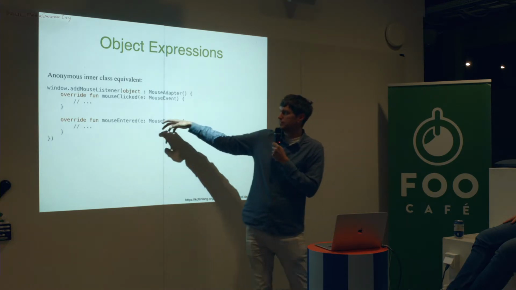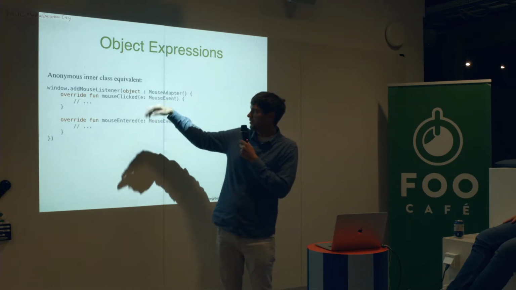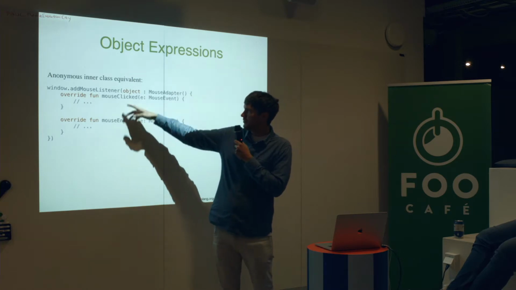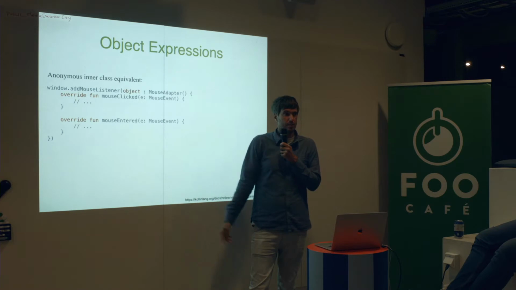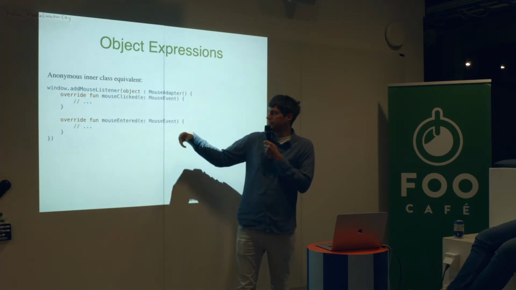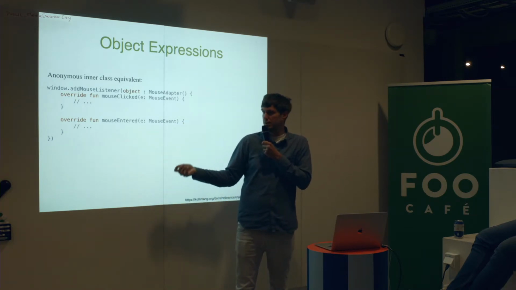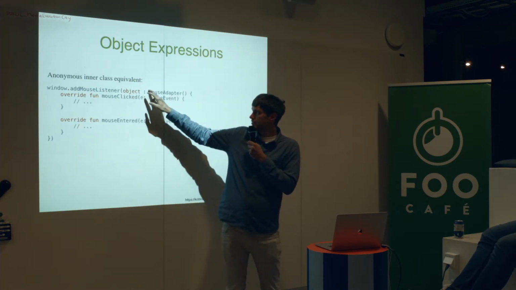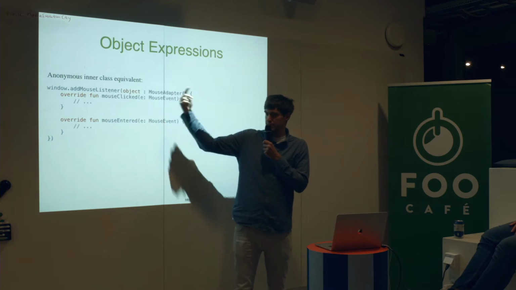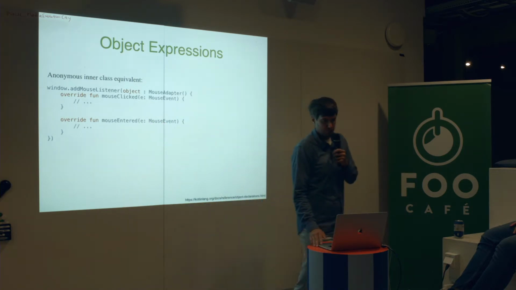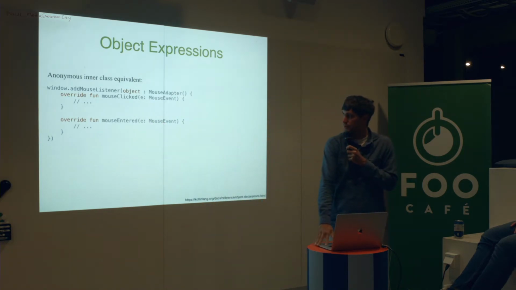So this is essentially, I don't know, maybe this is Swing or something, but this takes an abstract class as an argument. You can create an anonymous inner class or an anonymous implementation of that class using object, mouse adapter, and then you override the methods. So that's one usage of the object keyword, and this is called object expression.